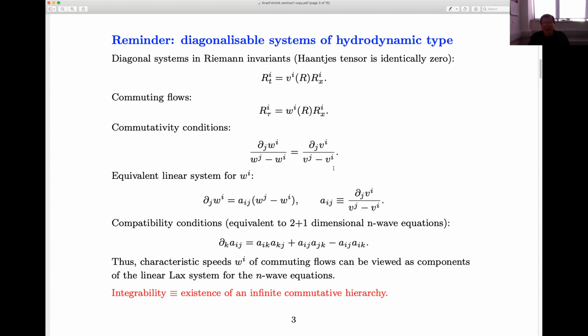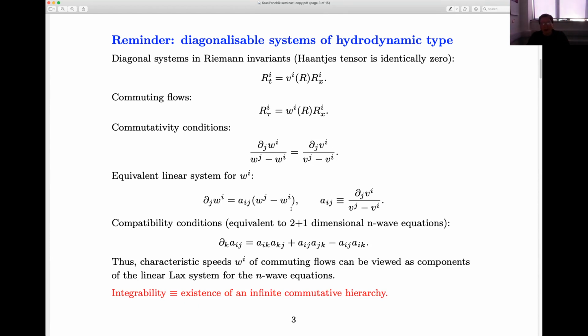All right, so let me rewrite these equations in a slightly different non-symmetric form. I will think of these v_i as given, and the w's as something that we seek. The w's are unknown, the v_i are given. So then I will rewrite these equations like this. First of all, I will call the expression on the right-hand side just a_ij. Then this system can be written as ∂_j w_i equals a_ij times (w_j minus w_i). So I get this linear system for the w's.